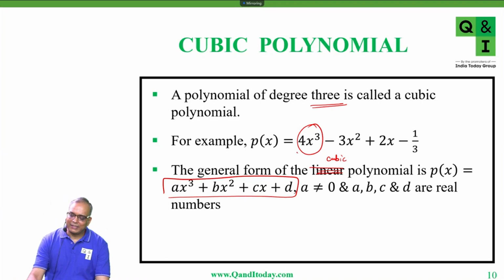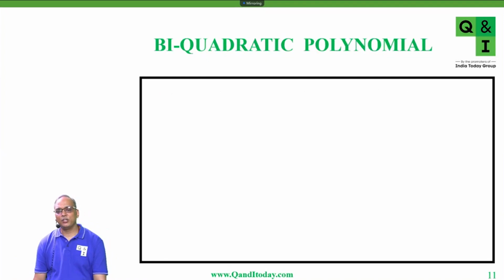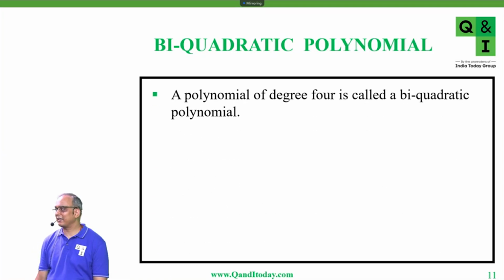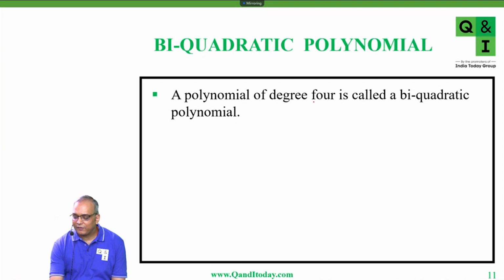Now the fourth one is biquadratic polynomial. So what is the degree of a biquadratic polynomial? Who is going to tell me? Yes, the degree is 4 for a biquadratic polynomial. Good, Raghavi. So a polynomial of degree 4 is called a biquadratic polynomial.